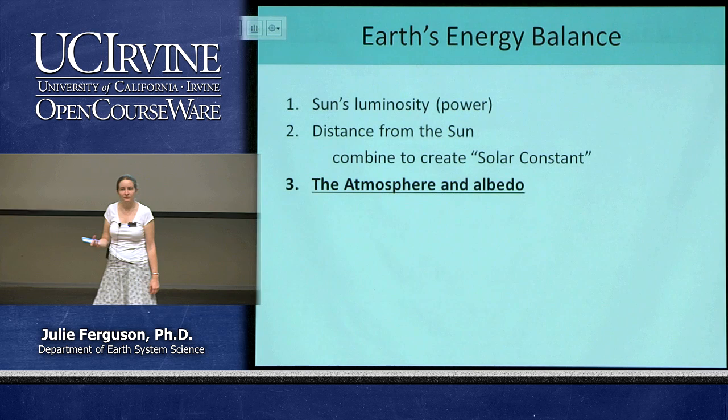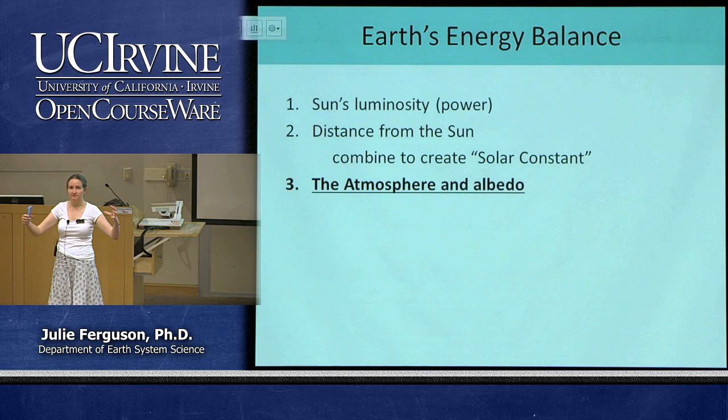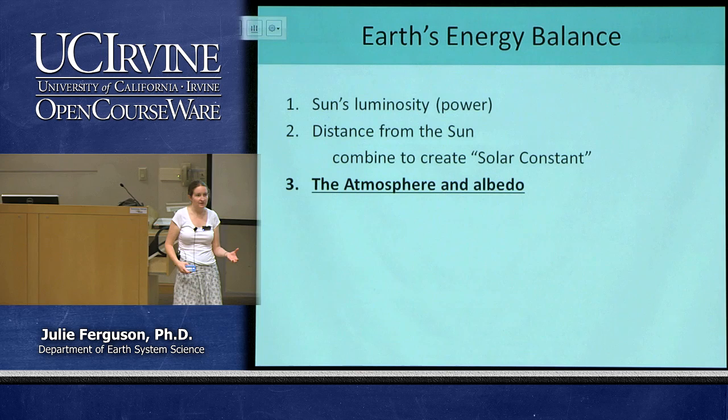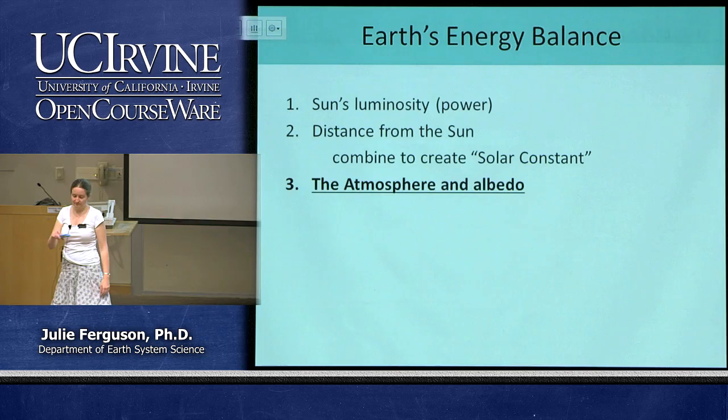So we've created our solar constant for the Earth. We can take that 1,367 watts per square meter. That's what's arriving at the Earth's outer boundary. But what happens is that it has to travel through the atmosphere. And so we don't necessarily see at the ground all of that 1,367 watts per square meter. Stuff happens to it in between.